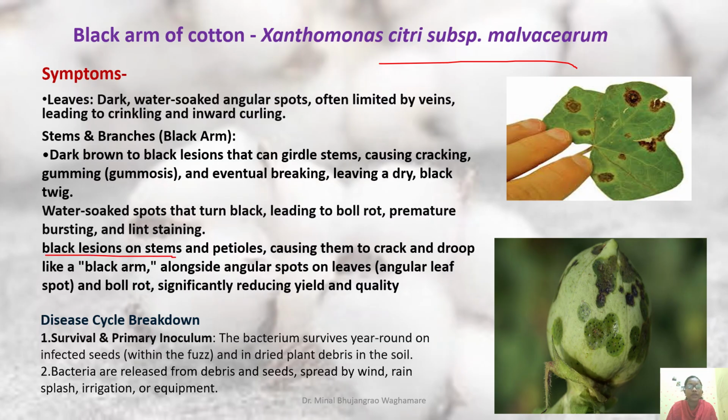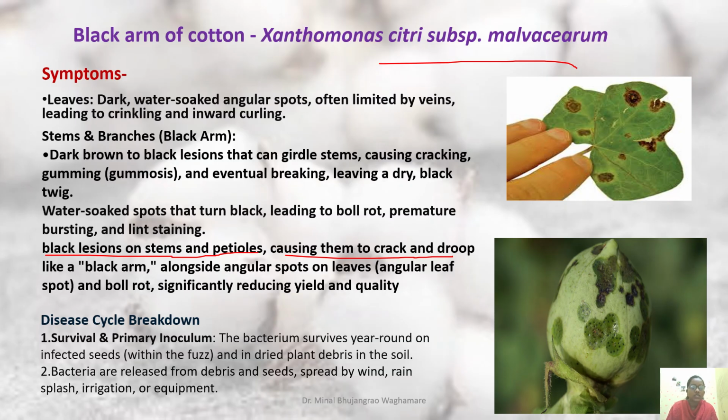Water-soaked spots are black lesions on the stems, petioles, and branches, and they make them crack and droop downward. That's why, when branches and stems have black lesions and crack and have a drooping appearance, it looks like a black arm of the cotton. So that's why the disease name is black arm of cotton.